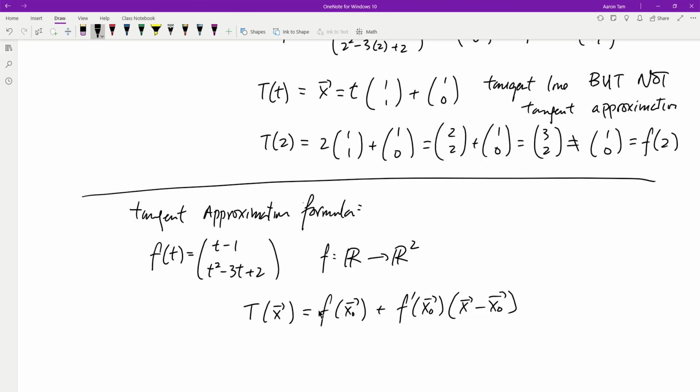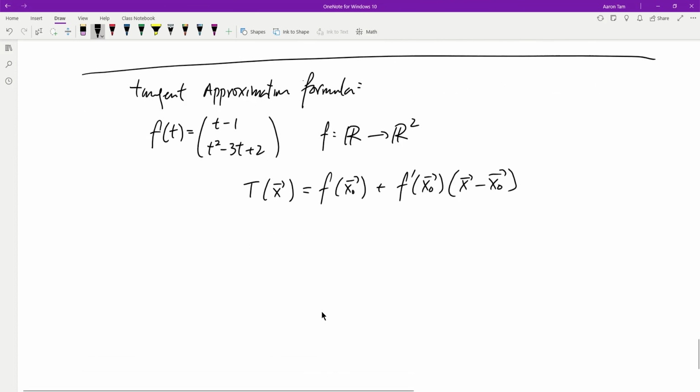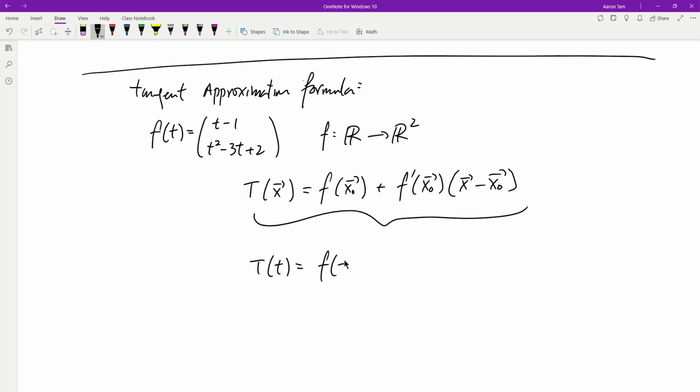So first thing I'm going to do is rewrite it based on what this problem is. So this problem, the input is just t, not f vector x. So I'm going to rewrite that into this. So this formula basically turns into this one: capital T of t equals f of t sub 0 plus f prime at t sub 0, times t minus t sub 0. Now let's pay attention to the following things, okay?